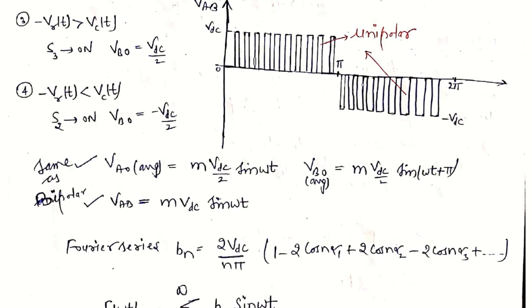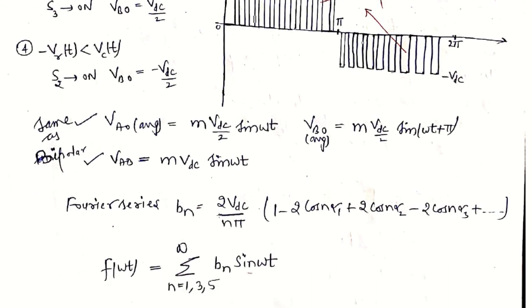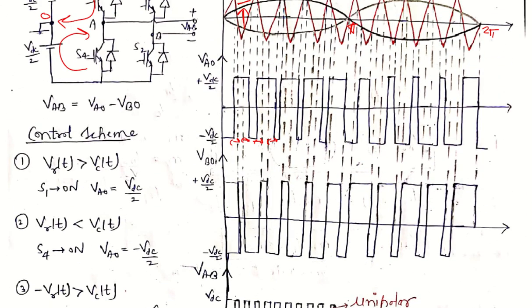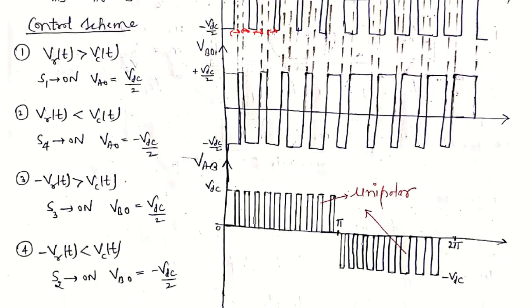Now we will come to the Fourier series. In the Fourier series only the Bn term will be there: 2 VDC by n pi times 1 minus cos n alpha 1. What are n alpha 1, n alpha 2, n alpha 3? These are the triggering angles. This one is alpha 1.